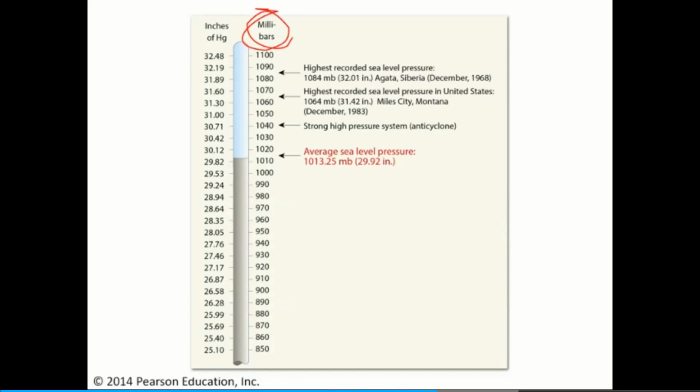And the highest recorded sea level pressure anywhere on Earth was in Siberia, and you can see that that was around 1,084 millibars. There are lower than average pressures too, a strong low pressure system, which is a mid-latitude cyclone. This is going to be somewhere on the order of 980 millibars or 28.9 inches of mercury.